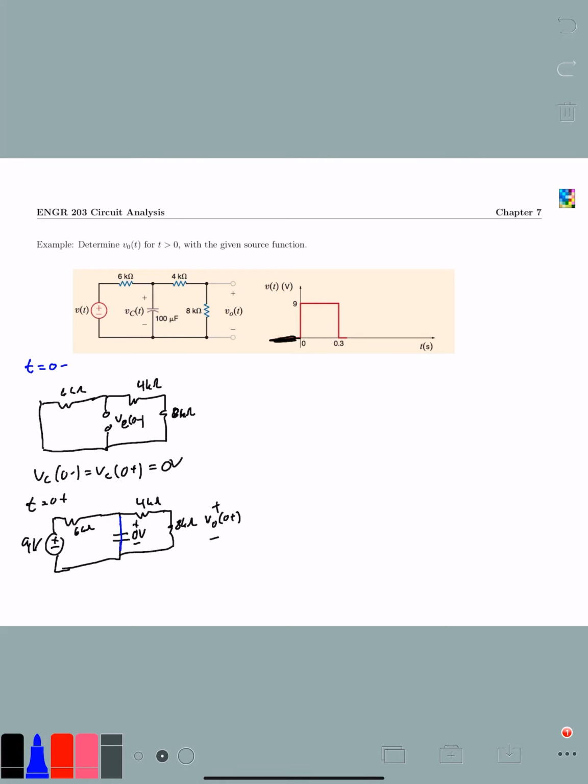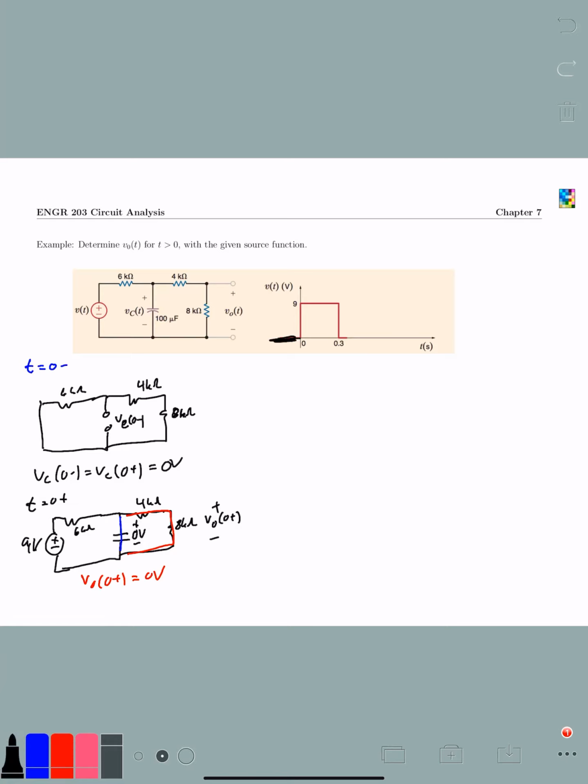But notice that the capacitor is in parallel with this. So if you were to do this, you'd have KVL, that the voltage across the capacitor has to equal the sum of the voltages across the two resistors. But the voltage across the capacitor is 0 from what we've solved already, which means the sum of the voltages across the resistors is 0, but they're going in the same direction here, so you can't have a negative cancel out positive. And what that means is the V0 of 0 plus is also 0 volts. So that gets us our initial point there.